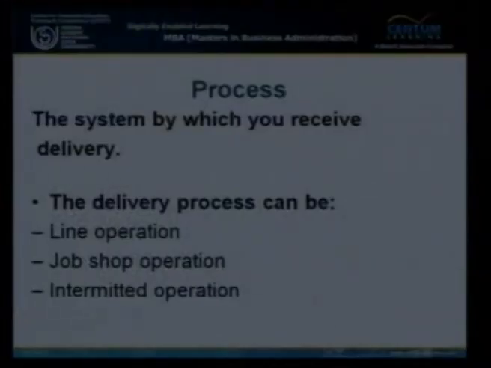Last is the process. This is the 7th P of the service marketing mix. This P talks about the system by which you receive delivery. The delivery process can be line operation, job shop operation and intermittent operation. Line operation. If you talk of line operation, you go for a self-service restaurant. That is a line operation. You have to go by the lines or the schemes which the service provider has set for you. So that is one of the ways to provide a service.